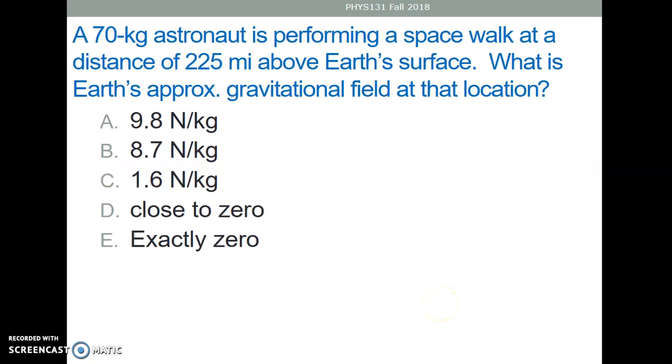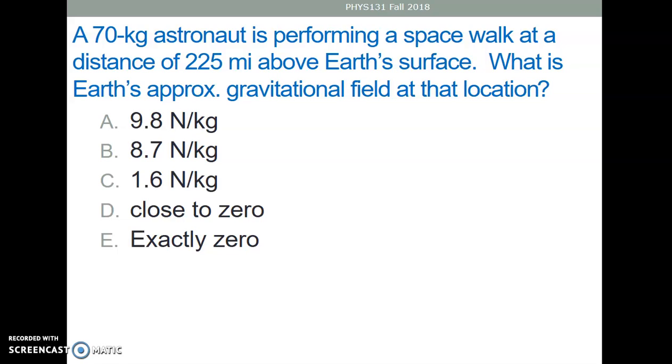Okay, a 70-kilogram astronaut is performing a spacewalk at a distance of 225 miles above the Earth's surface. What is the Earth's approximate gravitational field strength at that location? Okay, this is actually from a previous chapter somewhat, but it's something you should be able to answer. Answer A is 9.8 newtons per kilogram. Answer B is 8.7 newtons per kilogram. Answer C is 1.6 newtons per kilogram. Answer D is close to 0, or answer E is exactly 0. Okay, pause your video and make your selection.